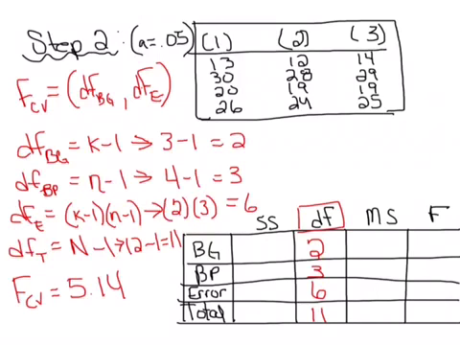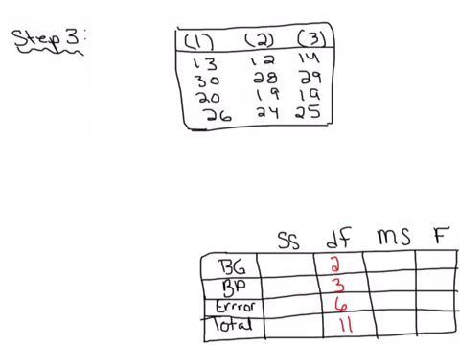So now that we have step 2 and our critical value accounted for, we can move on to start calculating our repeated measures ANOVA. I'll walk through it step by step with you. In step 3, I typically work on my sums of square total first. So I'm going to work on getting sums of square total.